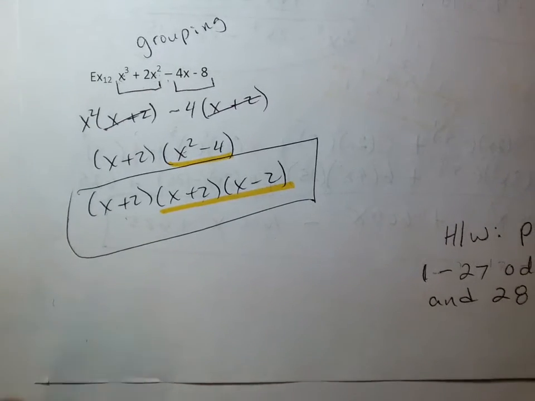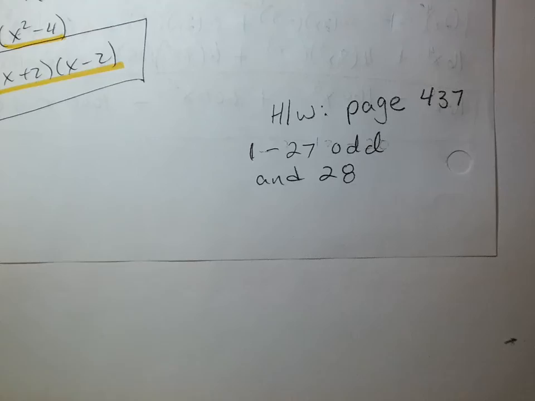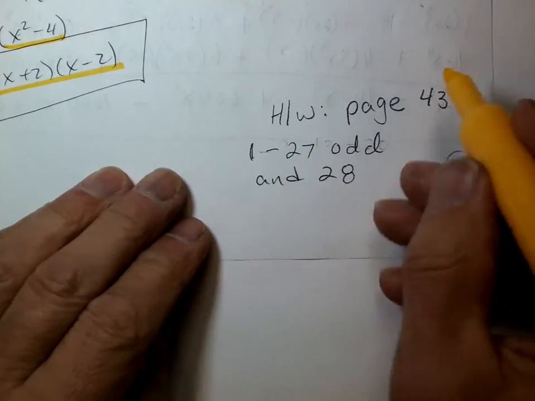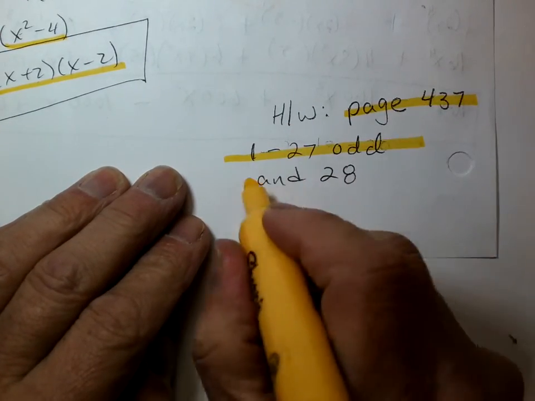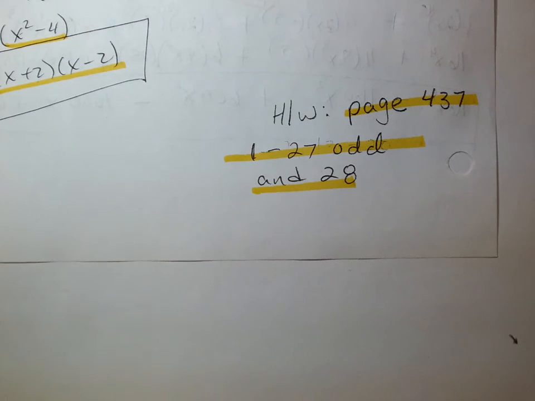There also will be some synthetic division on your quiz, but you guys are good at that. We need to practice, so I'm going to have you do the odds so you can check your answers. Page 437, 1 to 27 odd, and I want you to do 28. If you have any questions, I'll be here tomorrow morning and at lunch.